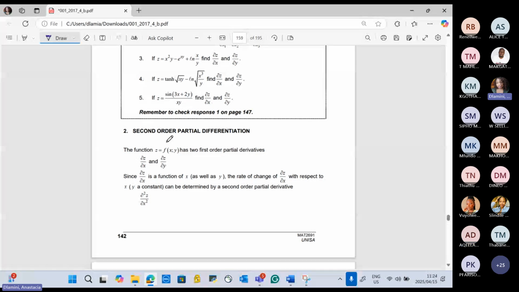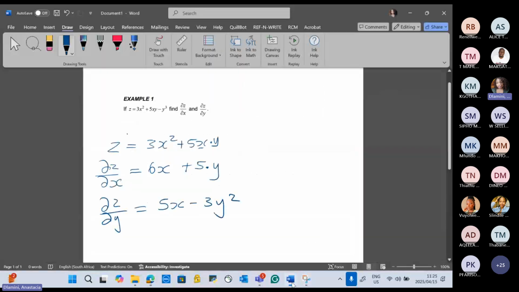Guys, so how many first order partial derivatives will a function with 3 variables have? It will have 3. Well done. Since the partial derivative of z with respect to x is a function of x as well as y, look at this: in the partial derivative of z with respect to x, I still have a y.